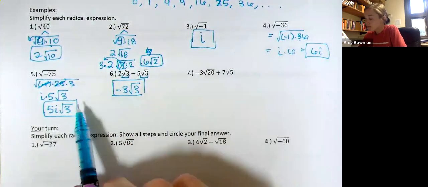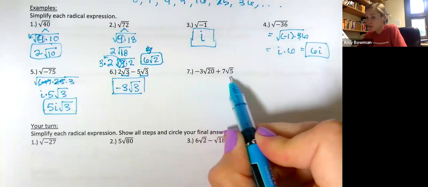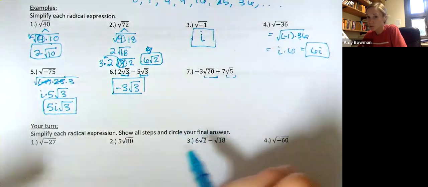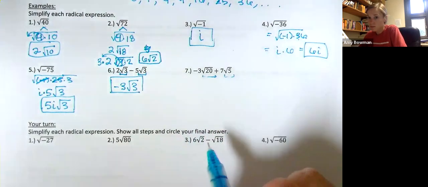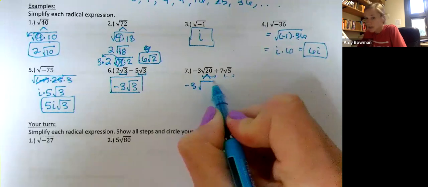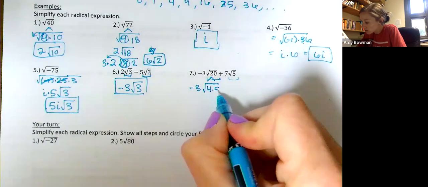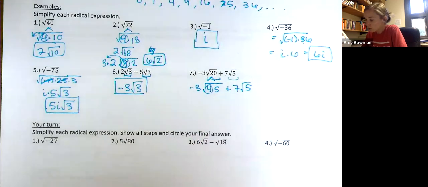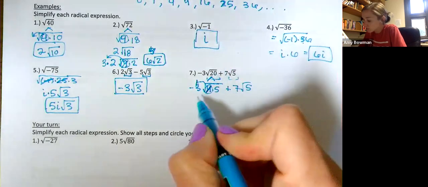So looking at number 7, I see square root of 20, -3 root 20 plus 7 root 5. I cannot combine root 20 and root 5 because they're not the same root. However, I can break down the square root of 20, and maybe that will help me simplify this. So I've got -3, and I'm going to break this down. The 20 I can think of as 4 times something, so it'd be 4 times 5, and then plus 7 root 5. So now I can take the square root of 4. When I take the square root of 4, it's going to come out here with this -3, so it's going to be multiplied by it.